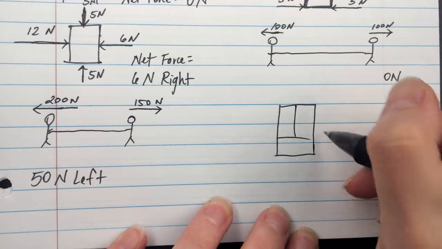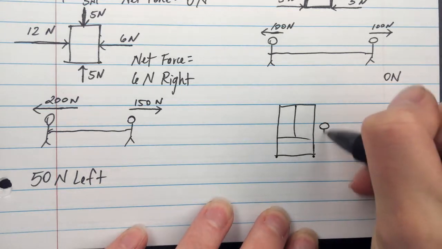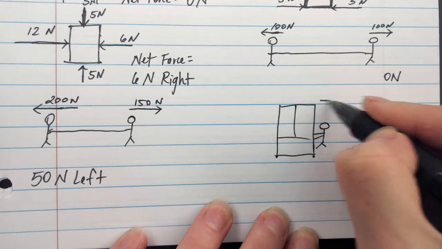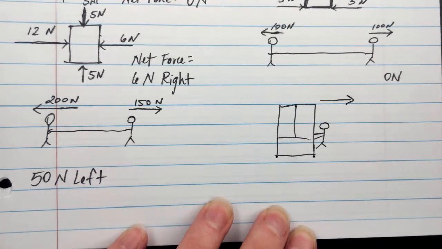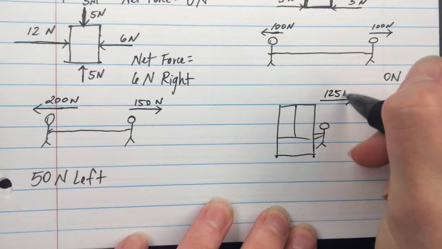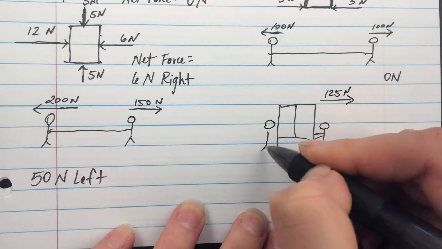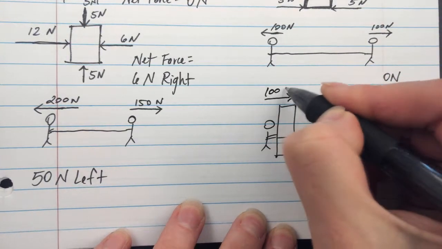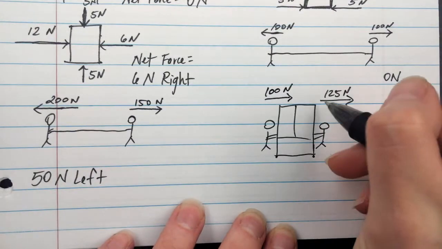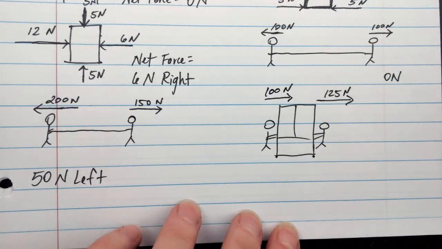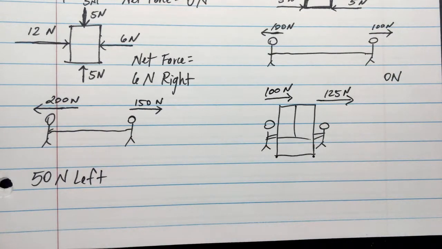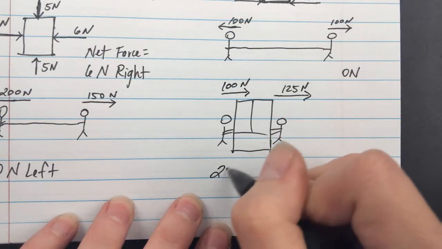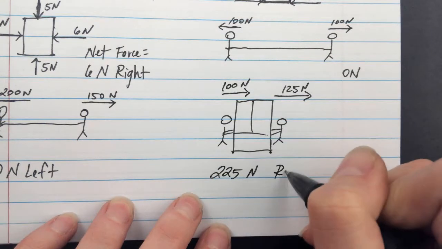Let's say we're moving a cabinet or something. This person pulls with 125 newtons, and then this person over here is going to push. It could just be 100. You saw how fast that cart just moved when she and I did it? That's because we worked together. So you add this. This is 225 newtons to the right.